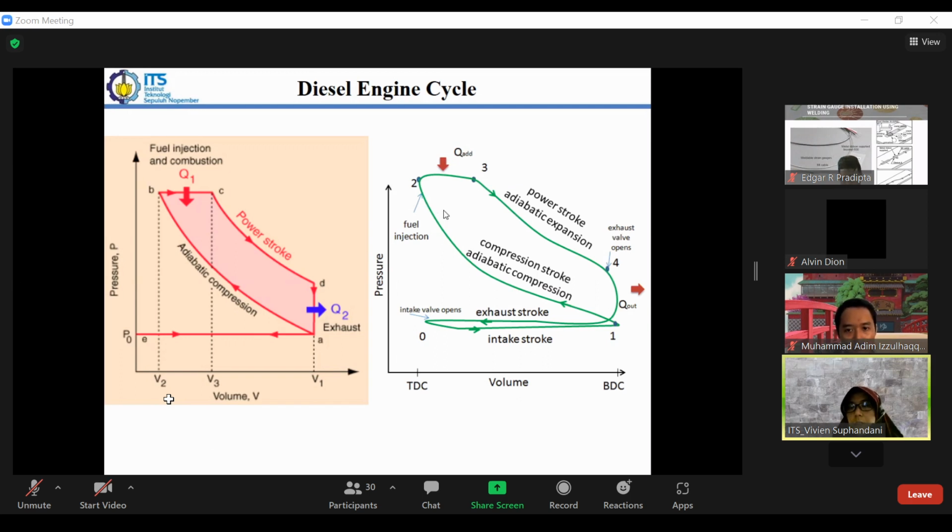In the actual case, the fuel injection is not performed at point 2. Again, almost similar to the gasoline engine, we have to perform the fuel injection slightly before. So we inject the fuel here before it reaches the top dead center, so that afterwards we will have heat addition. Then we have the power stroke here, and then the exhaust valve opens at point 4, and so on. So this is the actual diesel cycle.